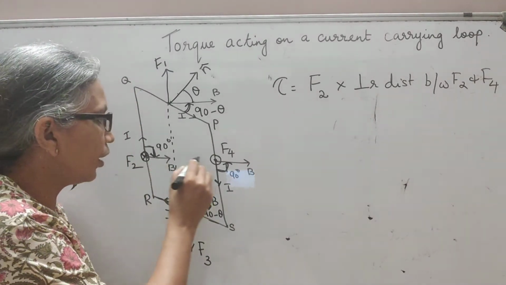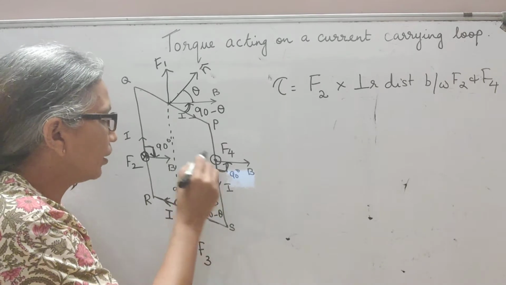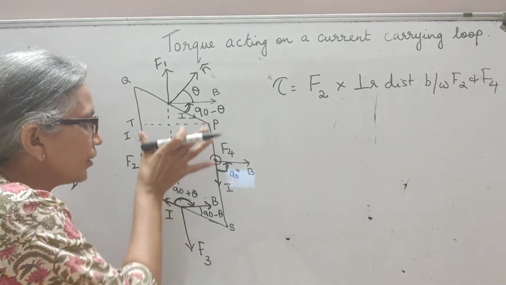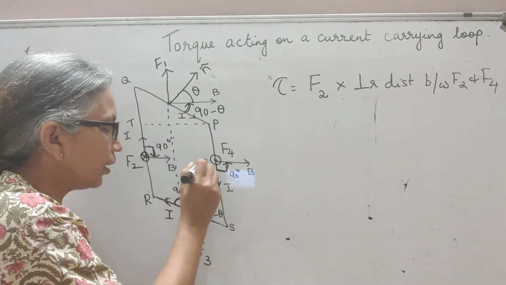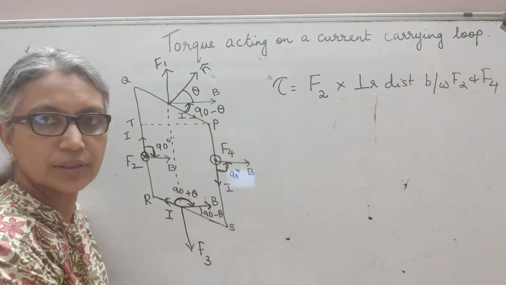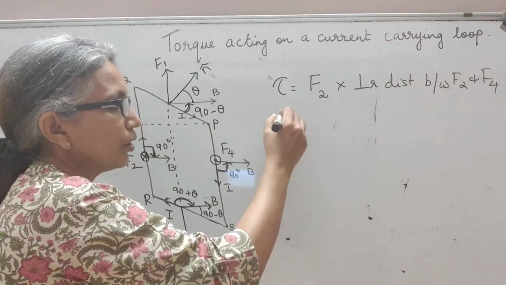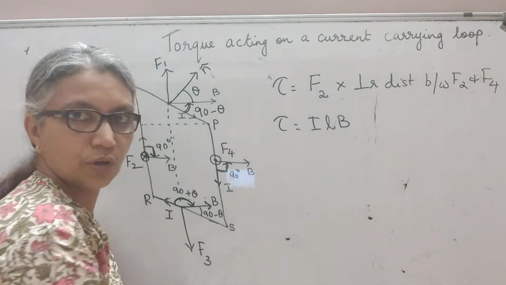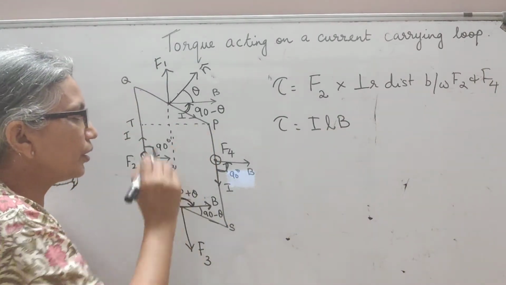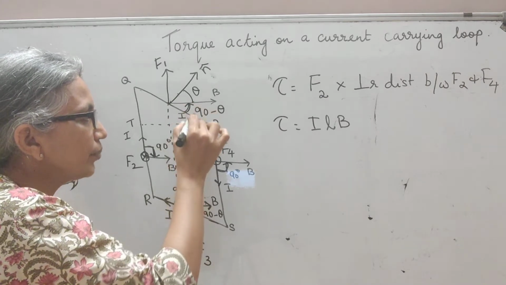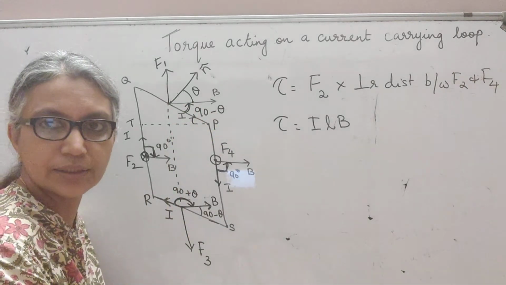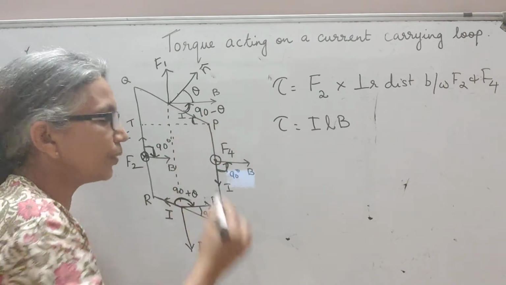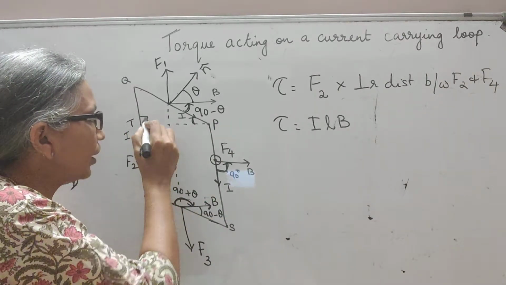Now, the perpendicular distance between F2 and F4, that is this distance here, that I will draw as this, right? So let me call this PT. That is, this is the perpendicular distance between F2 and F4 here. So I need to find out this distance to substitute here. So tau is equal to F2, as I know, is ILB that we already derived. Now, for this perpendicular distance, you know that this is 90 minus theta. So this is also what? 90 minus theta, because they are alternate angles. So if this is 90 minus theta, this also has to be 90 minus theta. This we already have as a 90.